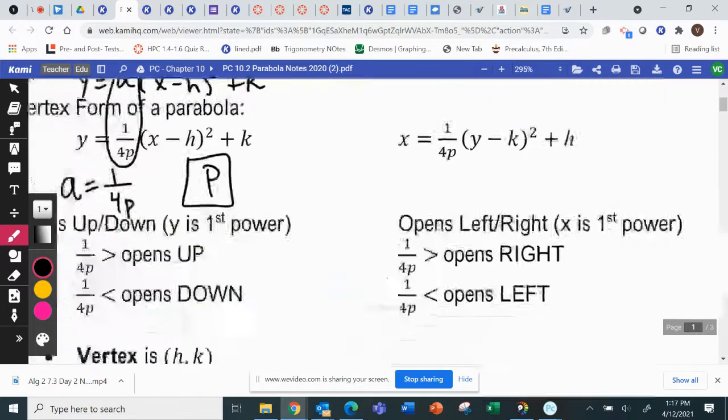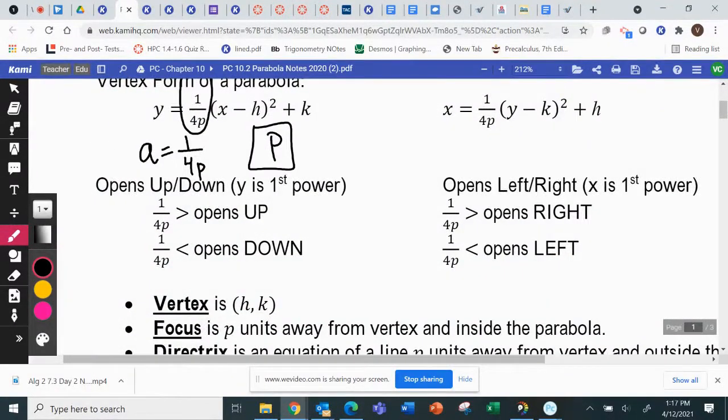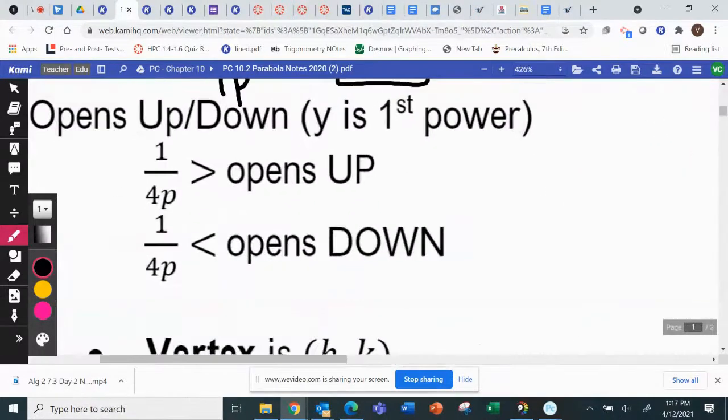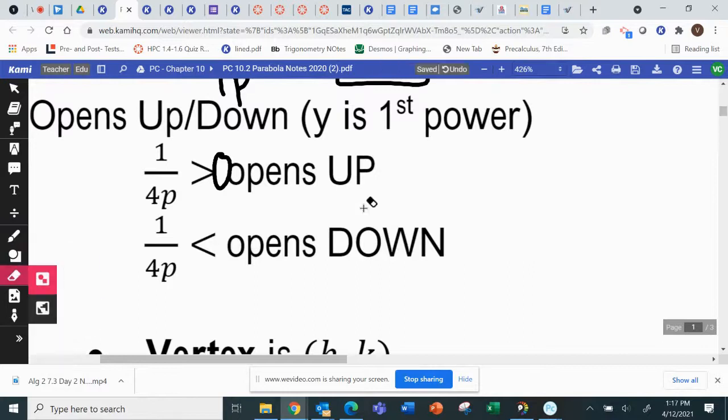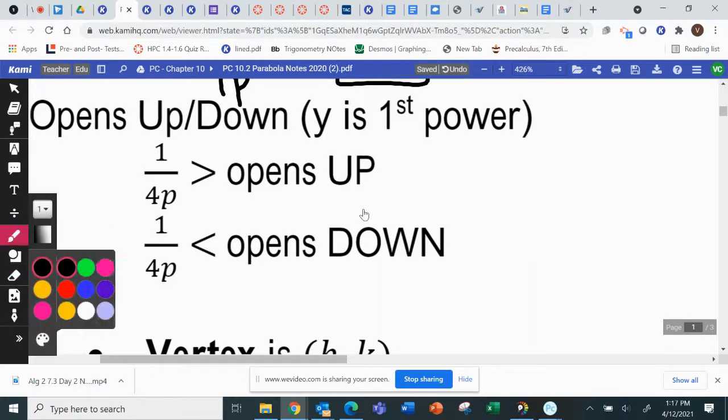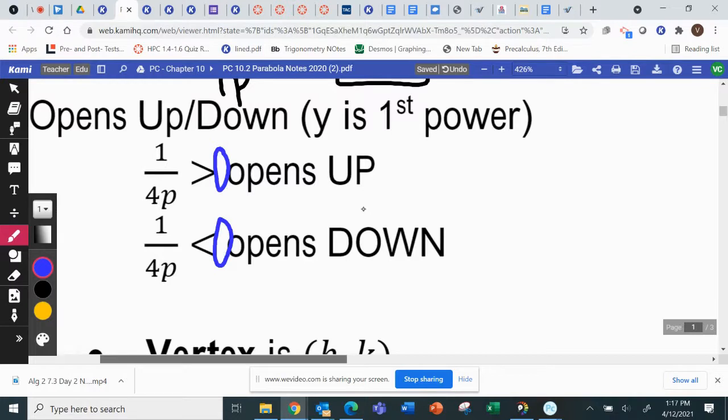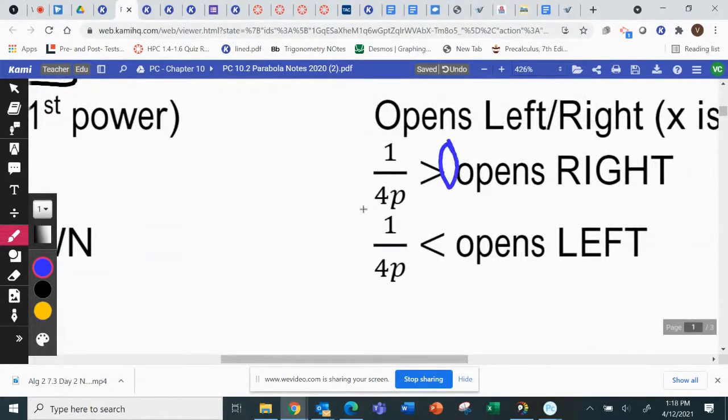Down below, there's some information about opening left or right or up or down, and I forgot to type in what 1 over 4p is greater than. There should be a 0 right here. There should be a 0 for each of these. I don't know what happened. Just didn't make it somehow.